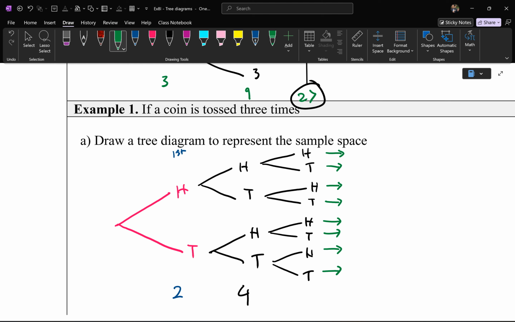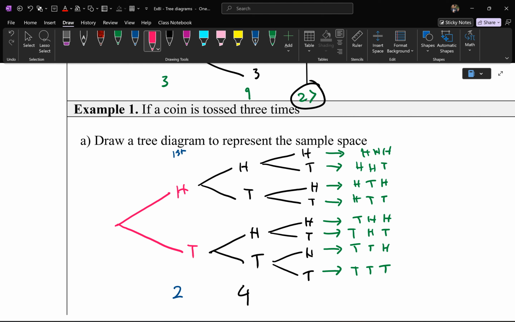So you can get H, H, H. That's one option. You can get H, H, T. You can get H, T, H. You can get H, T, T. You can get T, H, H. You can get T, H, T, T, T, H, and then T, T, T. If you count them all, yes, it is 8. So in the worst case scenario, as long as you draw it out, you can still figure out the 8. I'm trying to teach you a quicker, logical way to get to the point to realize it was just 2 by 2 by 2, because for every option, you get an extra 2.